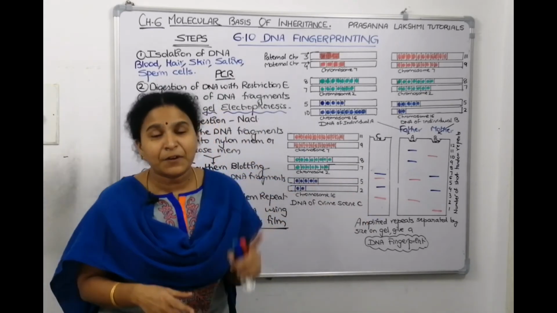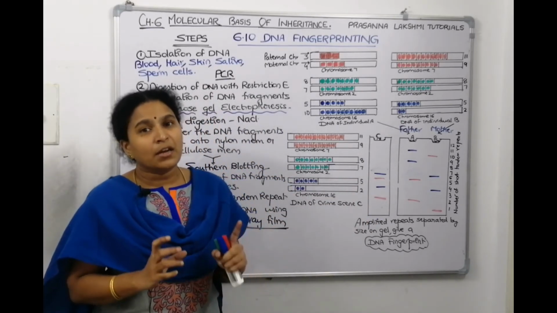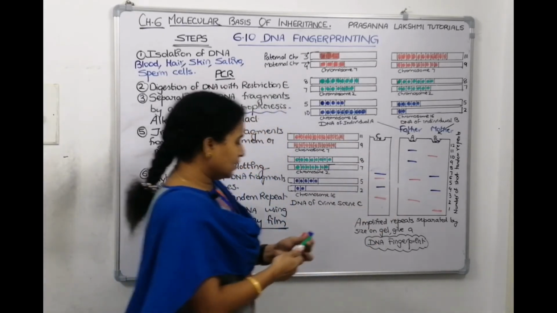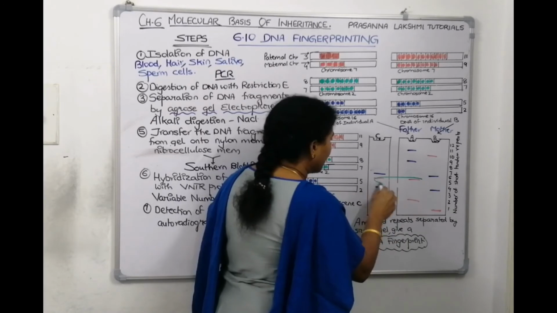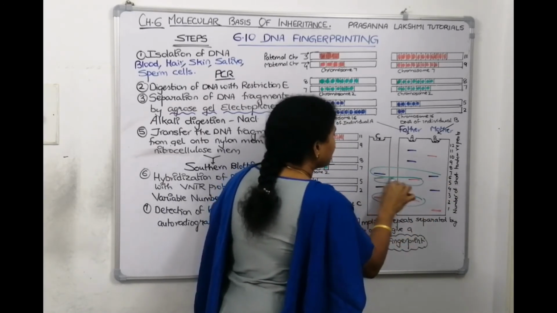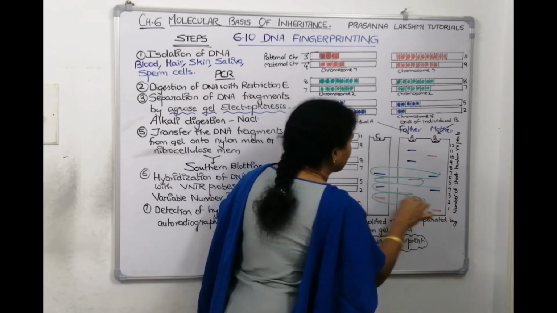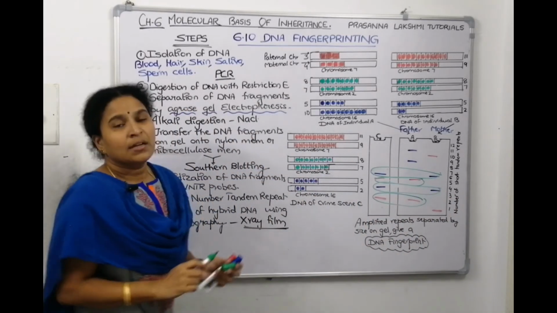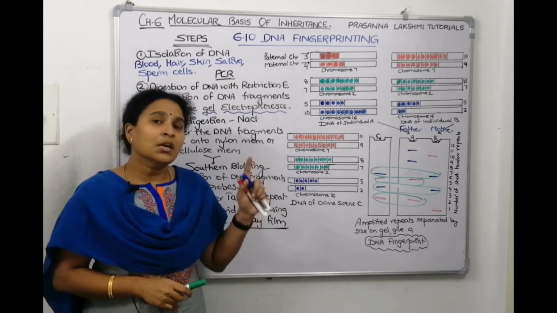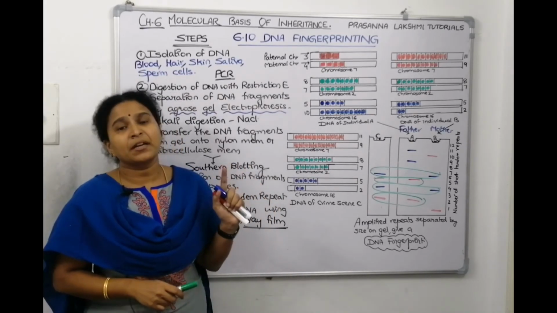DNA fingerprinting is a technique we can use to identify whether the child belongs to the same father or not. See, this is matching with the father. This is also matching with the father. This band is matching with the mother. This band is matching with the mother. So it's concluded that the child belongs to the same parents. Understood? So this is about the steps of the DNA fingerprinting technology.